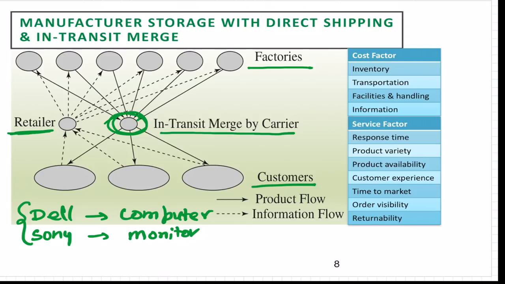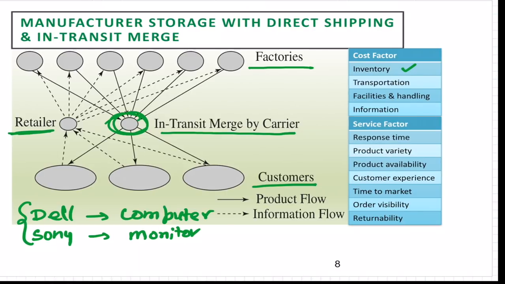If you look at the inventory cost, it is going to be similar to the previous design, where inventories are kept mainly at manufacturing facilities or factories. Transportation cost is likely to be somewhat lower because of the merge. If there was no in-transit merge, then the computer would have arrived separately to a customer from one of the factories, and the monitor would have arrived maybe in a different shipment. That would have increased the cost, but with the merge, the cost comes down because once it is merged, the customer receives the entire order as one.